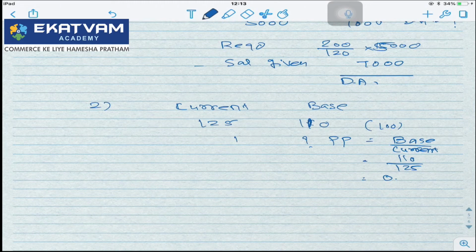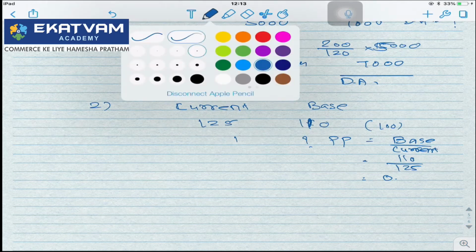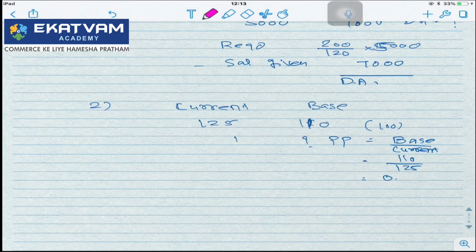Right, now just have complete concentration. But base CLI, if not given, is taken to be equal to 100. And it's not compulsory to take it equal to 100. We can make it equal to 1 as well. And then in that case, it will become 1 upon current CLI. So this is the reciprocal of current CLI. This is a theory MCQ. Reciprocal of CLI is nothing but purchasing power. That's a theory question.